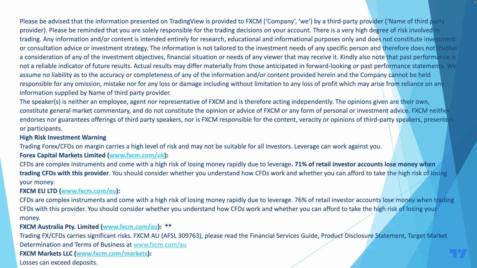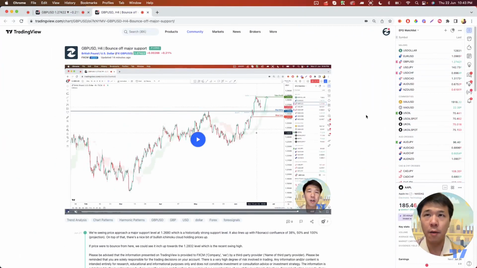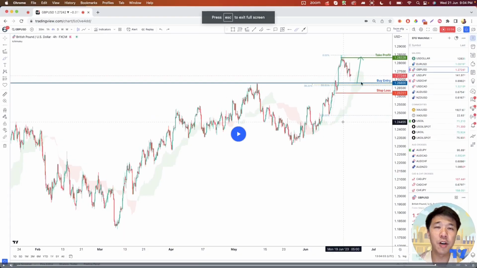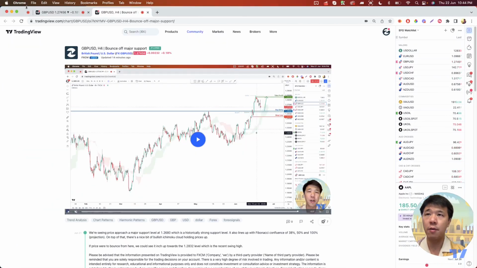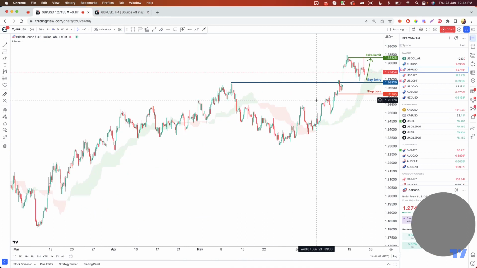Okay, now today's analysis review would be on pound dollar, right? So this was published on June 21st, so about 24 hours ago. Right, so our forecast was for price to be bullish, bounce above the 1.2680 level to reach the 1.28328 level.